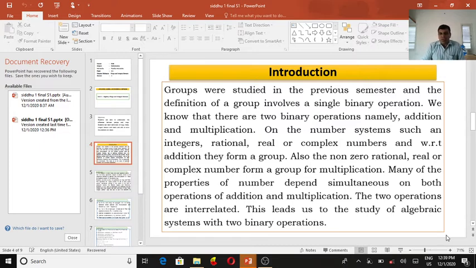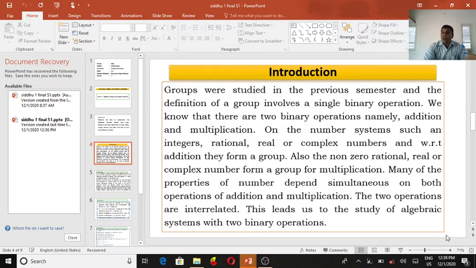Suppose we take a group, say Z5. What is Z5? The set of all 0, 1, 2, 3, 4, with the operation of addition. If we take 3 and 4, 3 plus 4 is 7. 7 can be written as 2, because when 7 is divided by 5, the remainder is 2.